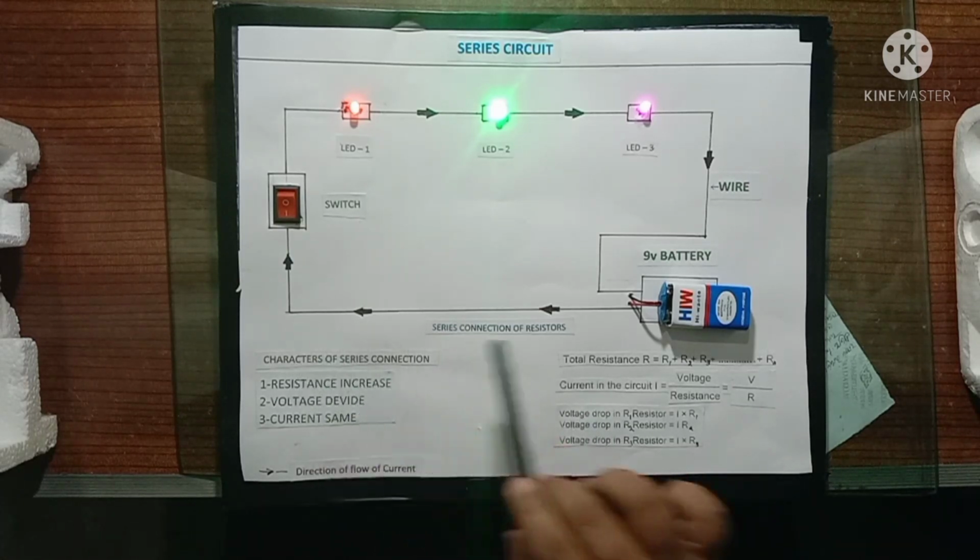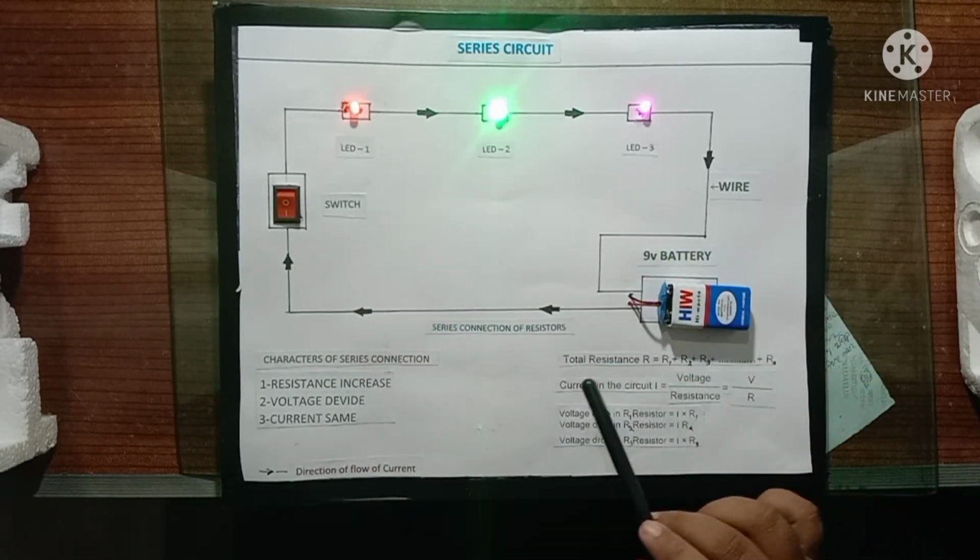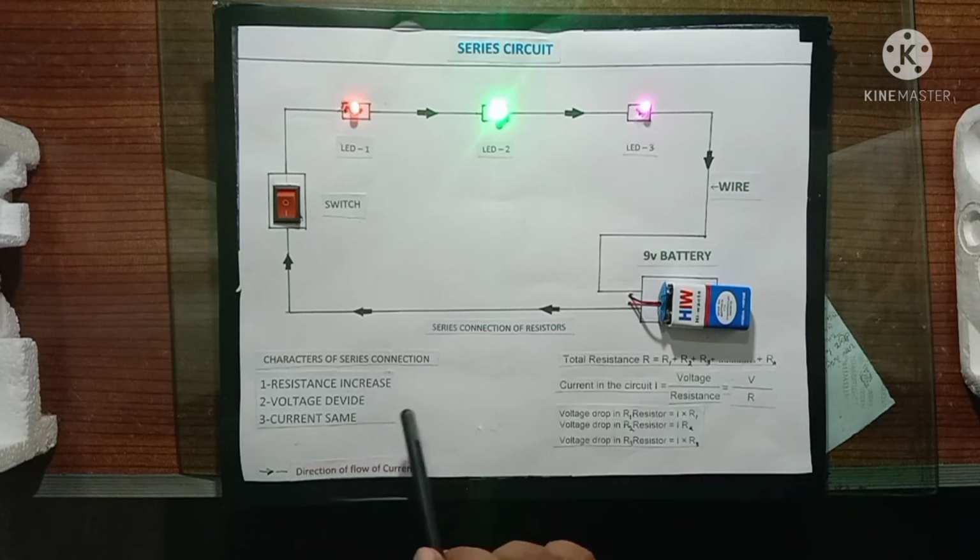And this is the direction of flow of current in the circuit. And these are the characteristics of series connection: resistance increases, voltage divides, and current remains the same.